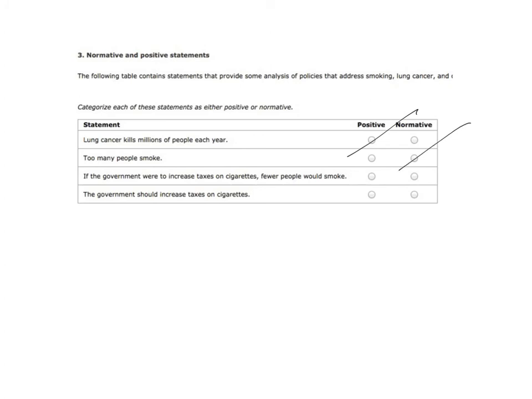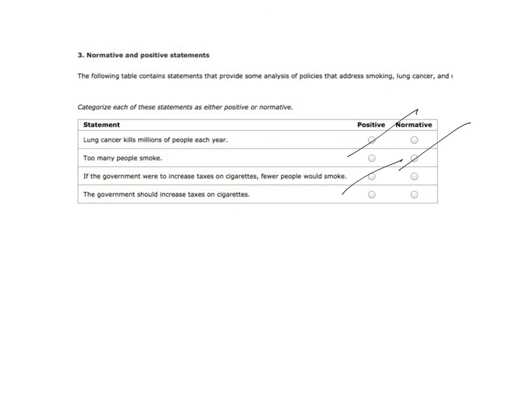You might think not enough people smoke. Lower our health costs overall. I think more people should smoke, because they tend to die at a younger age. So maybe that's a good thing. You think not enough people smoke. That's entirely normative. If the government were to increase taxes on cigarettes, fewer people would smoke.